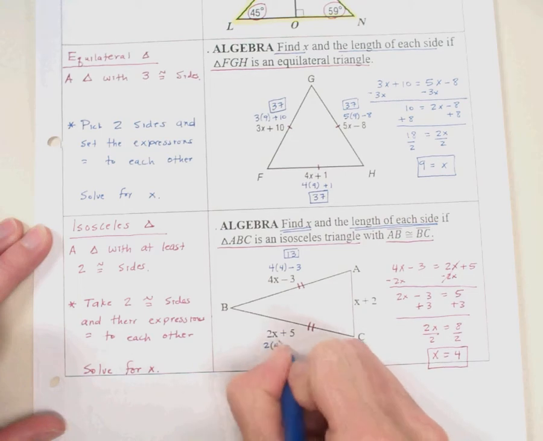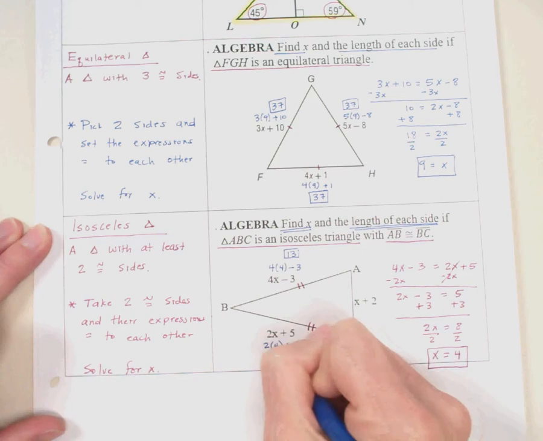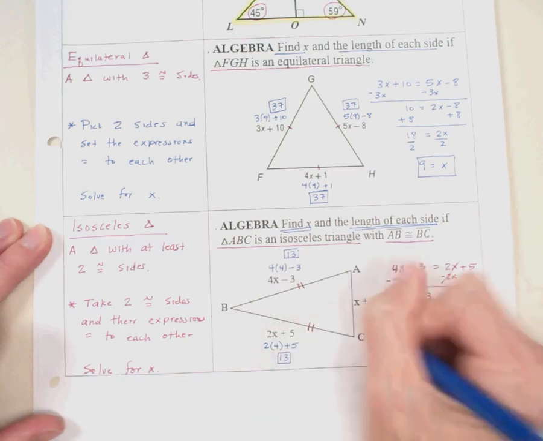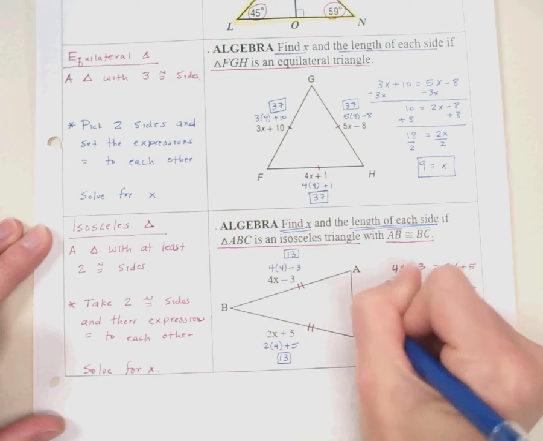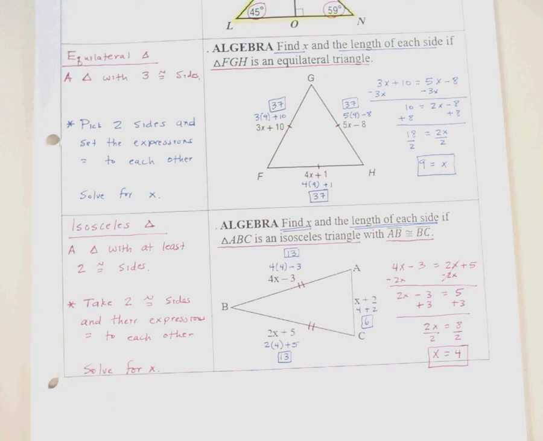So I have 2 times 4 plus 5. 2 times 4 is 8. 8 plus 5 is 13. And here I have 4 plus 2. 4 plus 2 is equal to 6. This side is not congruent to the other, so it's okay that it's a different value.